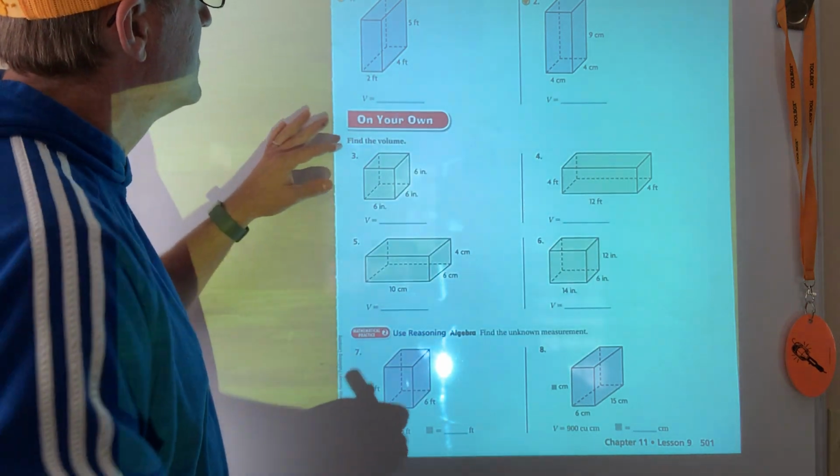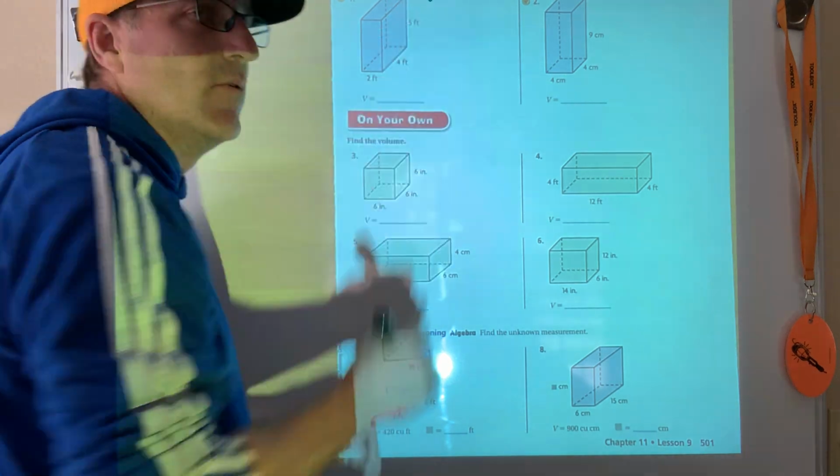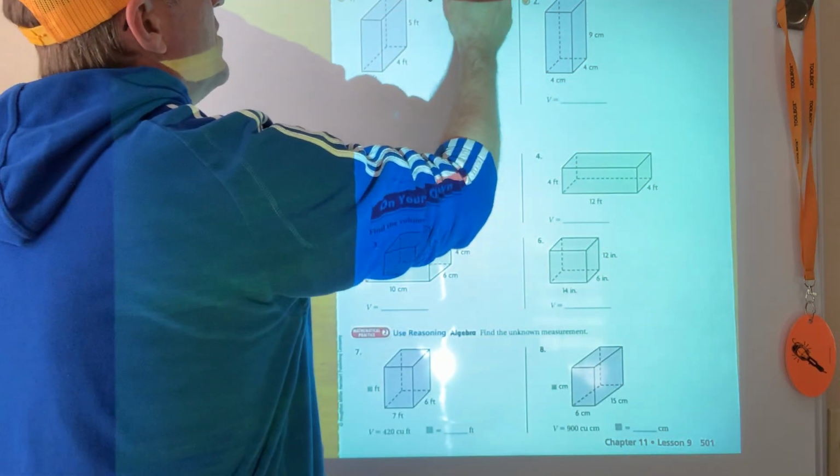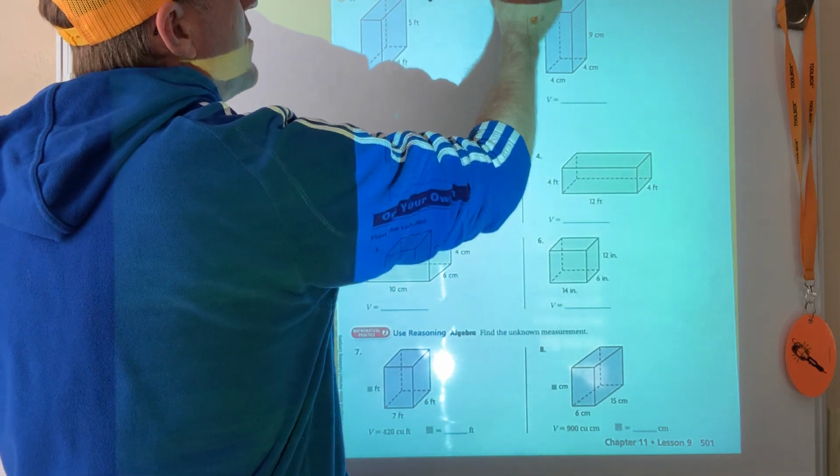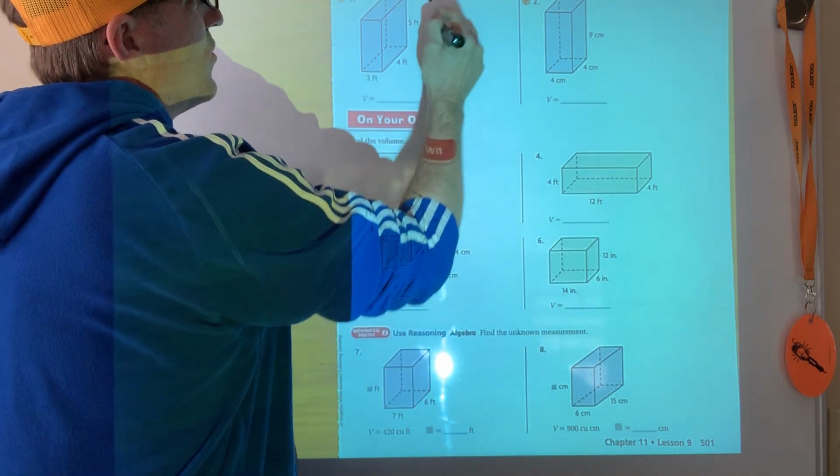So let's take a look at this one. This is volume equals. What does volume equal? Length times width times height. Said it a million times. Length times width times height. Okay, so I've got here 2 times 4 times 5.